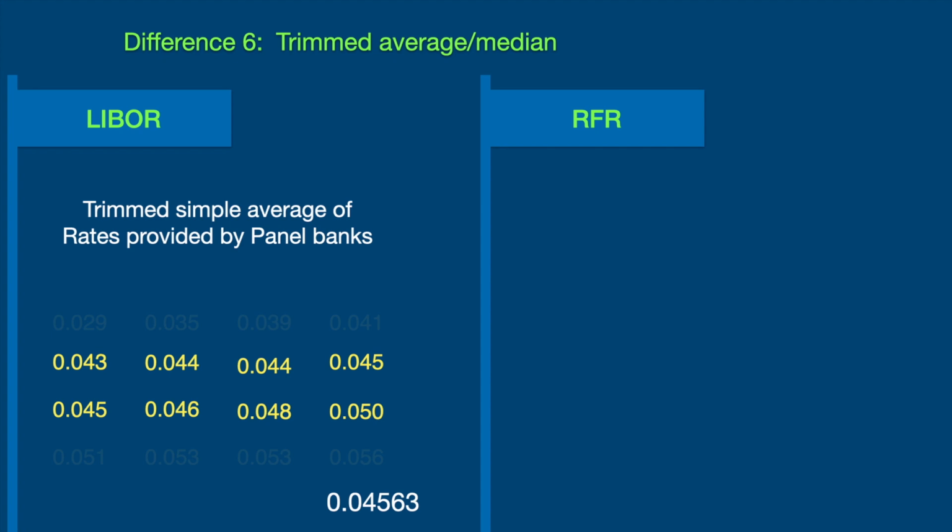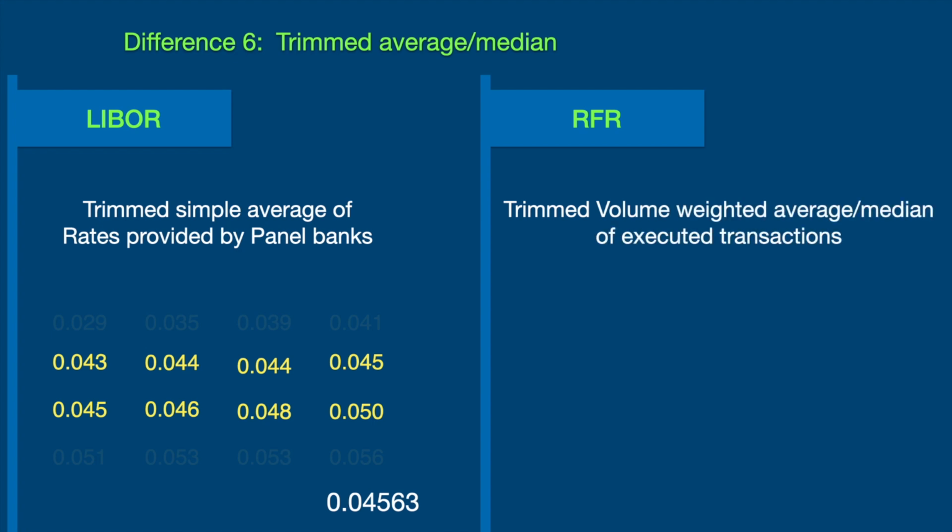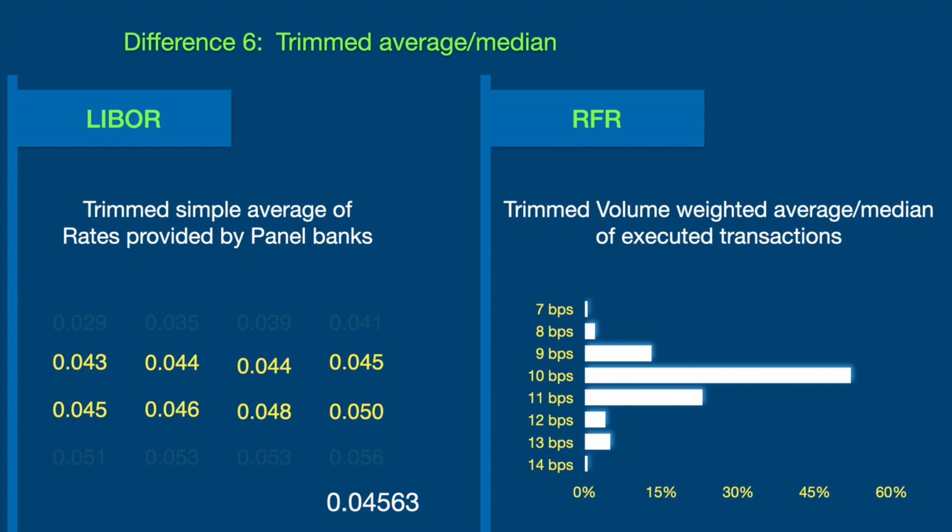It's a trimmed simple average of individual bank submissions, though each bank submission can be based on a volume weighted average with more weighting to transactions around 11 a.m. So it is a trimmed simple average of a weighted average at best. The RFRs, on the other hand, are trimmed volume weighted averages, or median in the case of USD SOFR and Canadian CORRA. For SONIA and STR, for example, you will take the volume of transactions by the rate, discard the bottom 25% and the top 25%, and then calculate the volume weighted average, and this is the RFR.